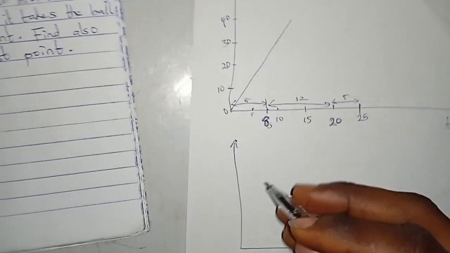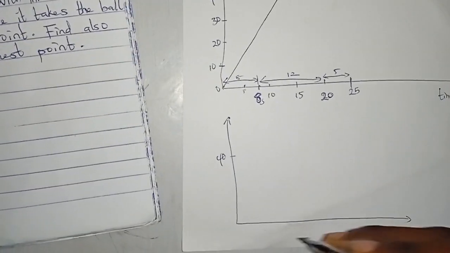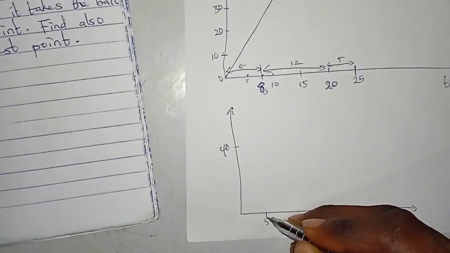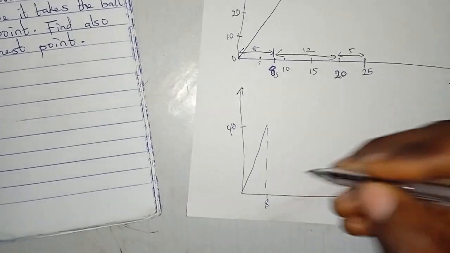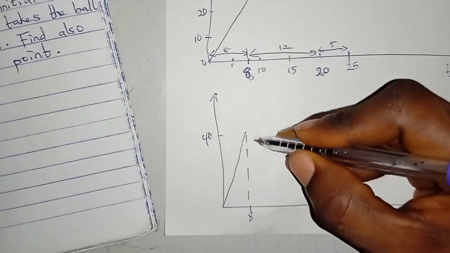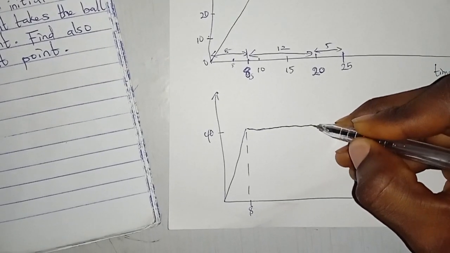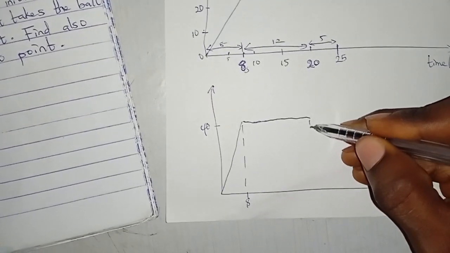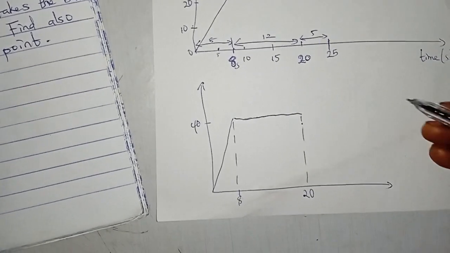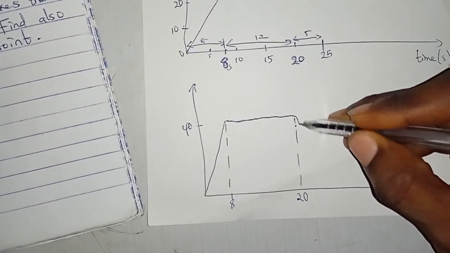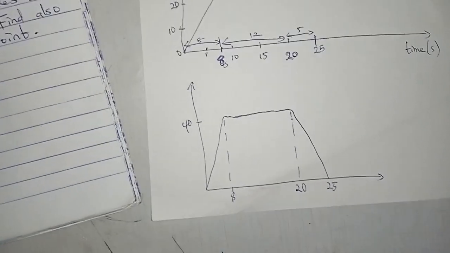Let's say this is my graph, and this is the 40 meter per second, and let's say this is the 8. So it moves here and gets to the 8. Then it maintains a constant speed. Remember I told you constant speed is always this way. Then comes down after 12 seconds. 12 plus 8 is 20. Then before retarding in another 5 seconds. So let's say this is the point 25. So this is what you should have.